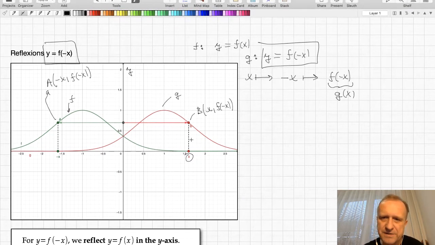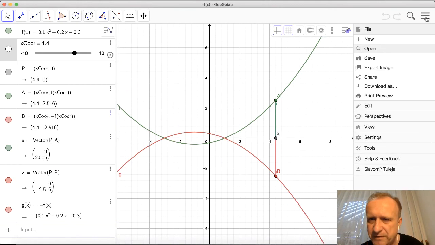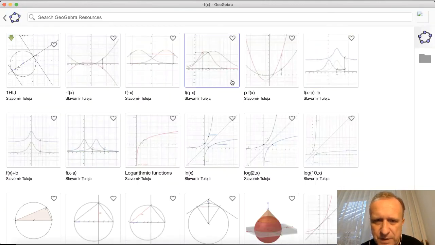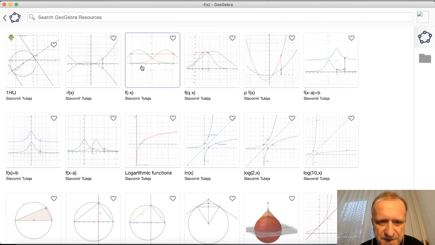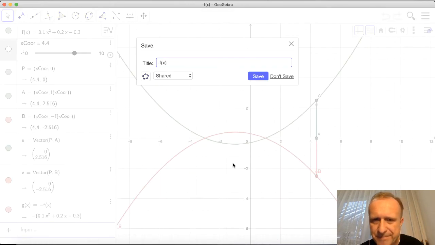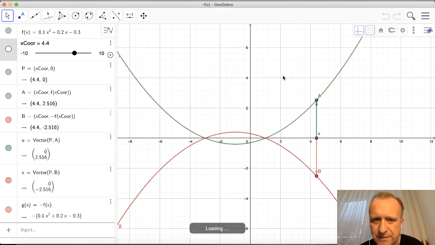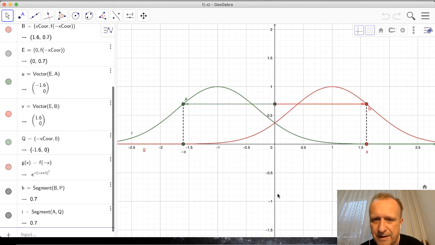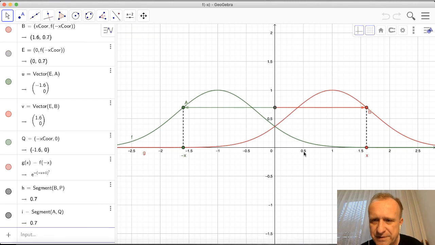To see it, let us look at the model. Let me open it first. So we are looking for f of minus x. Here it is. Edit. Okay, don't save that. Let me enlarge it. So here it is.